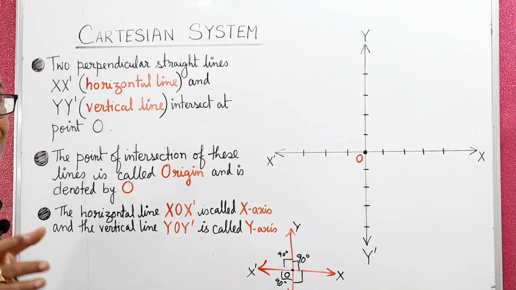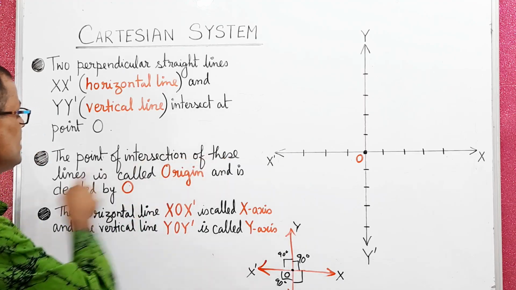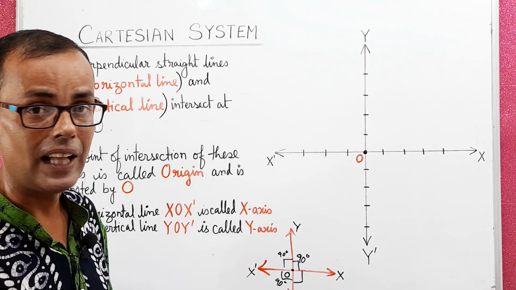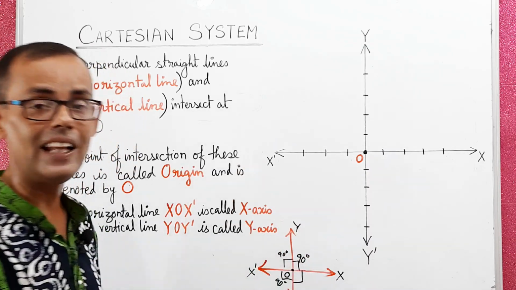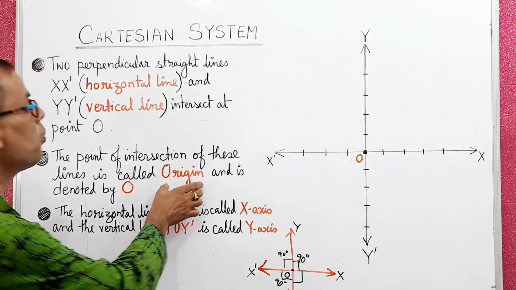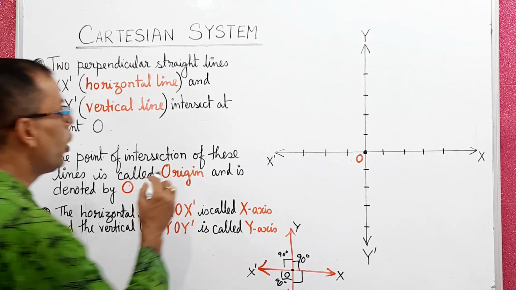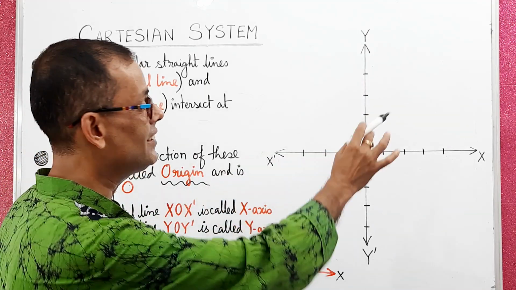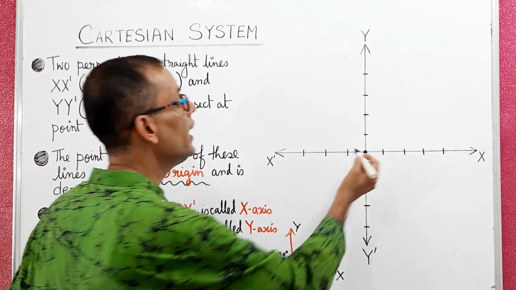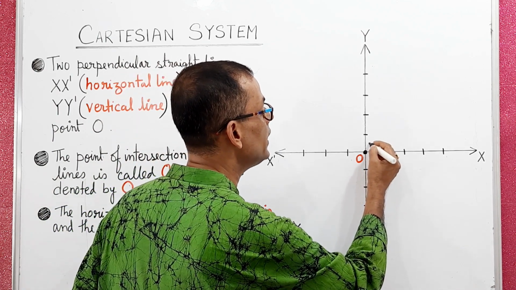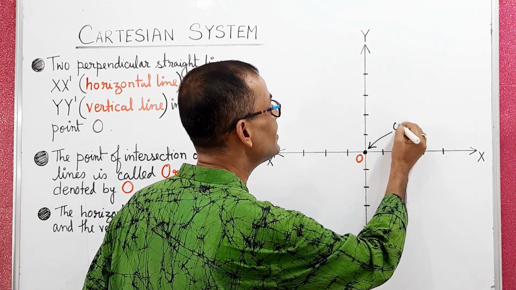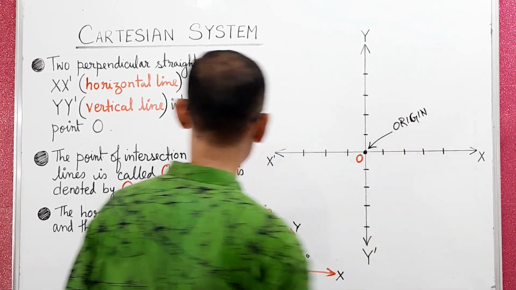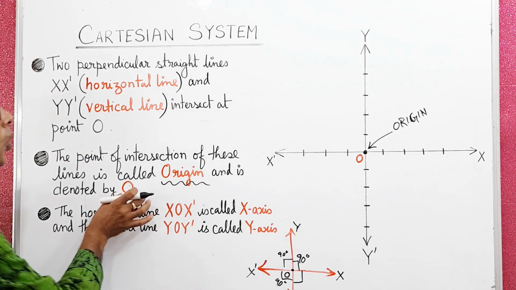Now the second point, what is it telling us? The point of intersection. That means where these two lines, the vertical line and the horizontal line, or the sleeping line and the standing line, meet each other, that point is known as the origin. Here I have drawn the picture nicely, and here it is meeting. This point O is called the origin, and it is denoted by O.